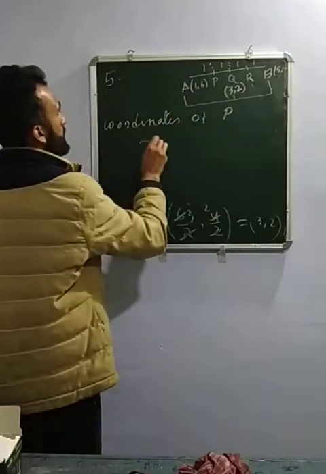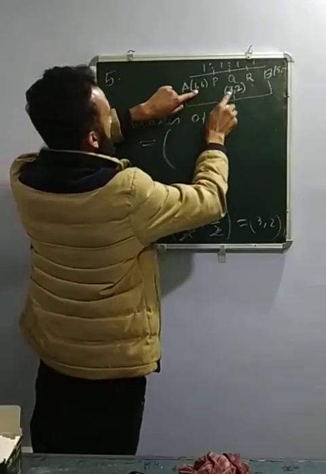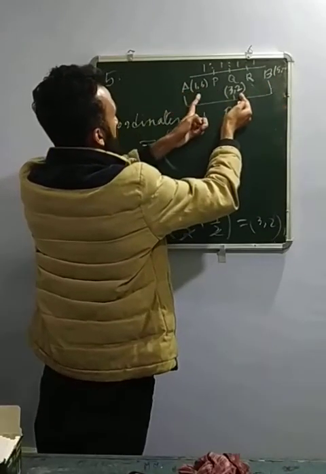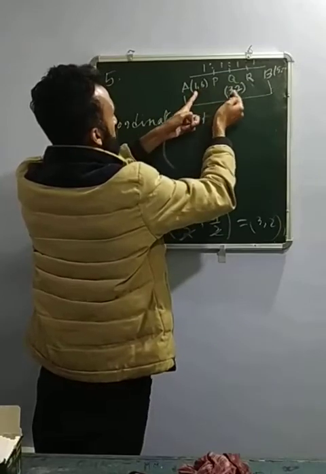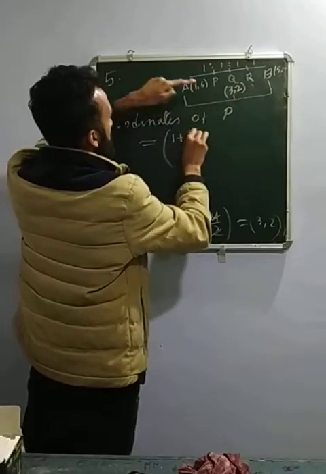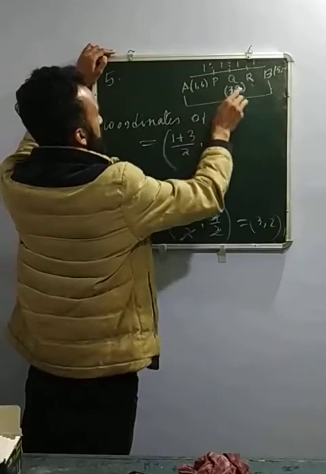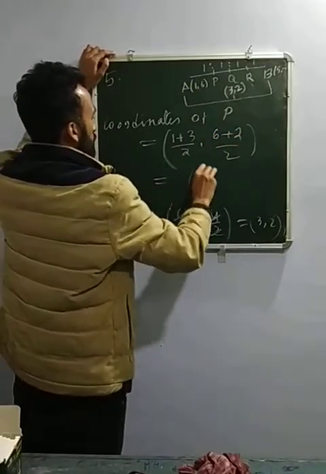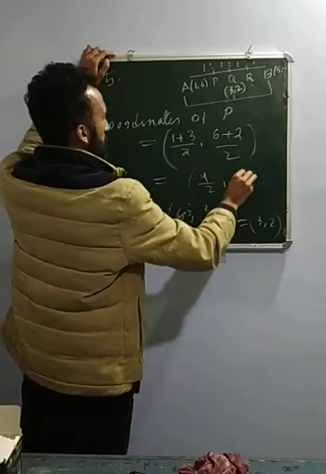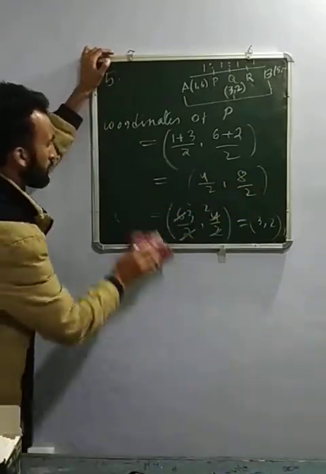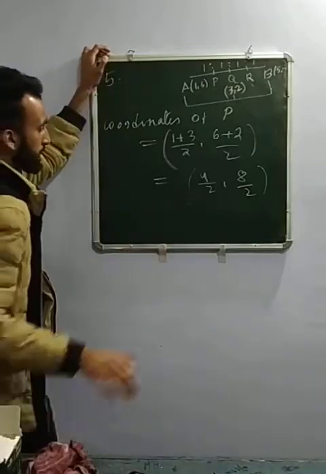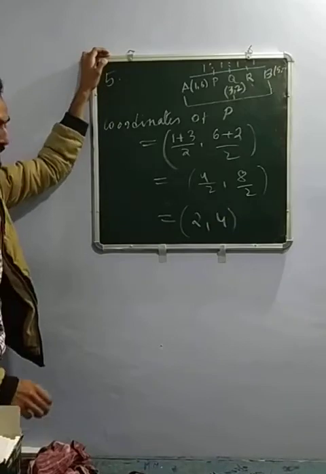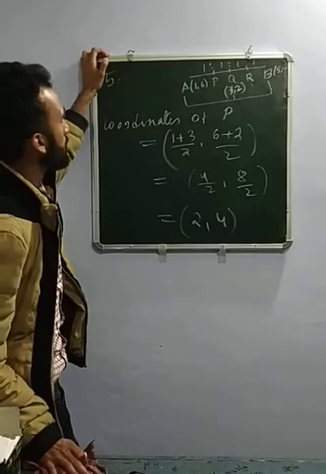Coordinates of P is equal to x1, y1, x2, y2. Don't see this as x2, y2, because P is in the middle of these two. I have to take these coordinates as x1, y1, x2, y2. 1 plus 3 divided by 2, comma 6 plus 2 divided by 2. So this becomes 4 by 2, comma 8 by 2. So this becomes 2, comma 4. Check. It is 2, comma 4.